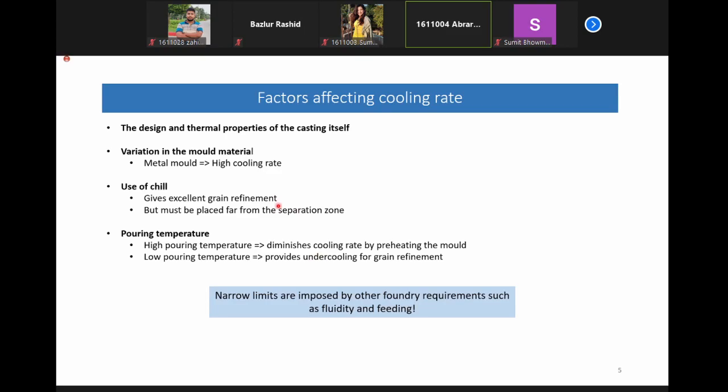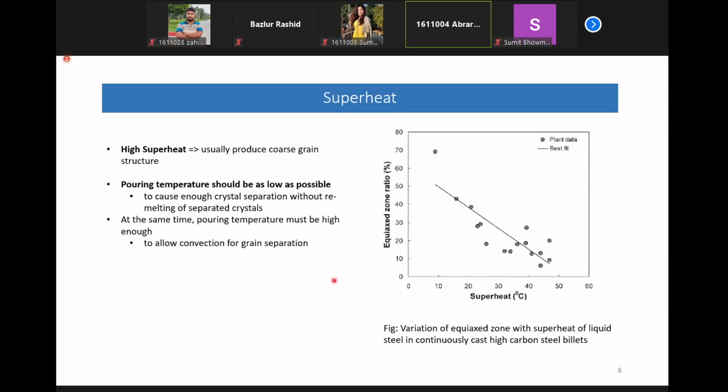One thing to note is that while there are different variables that we can control in practice, a lot of these variables are placed within narrow limits because of foundry requirements such as fluidity and feeding. So a lot of the time, the use of mold, the use of chill, or even the pouring temperature will be predefined based on other design requirements, and we won't be able to control these as much as we would want to.